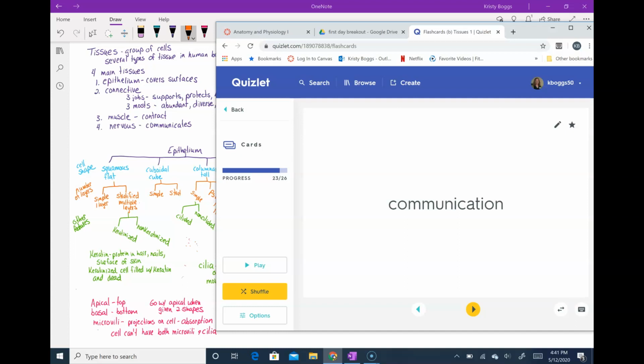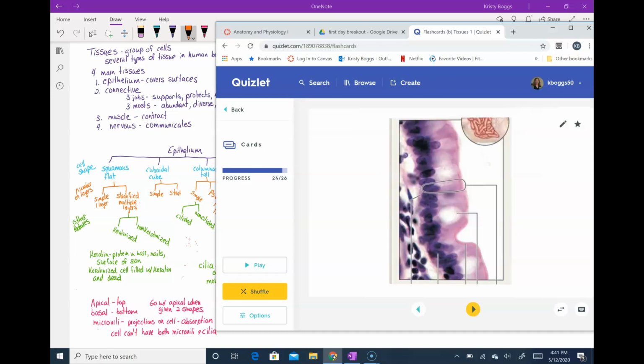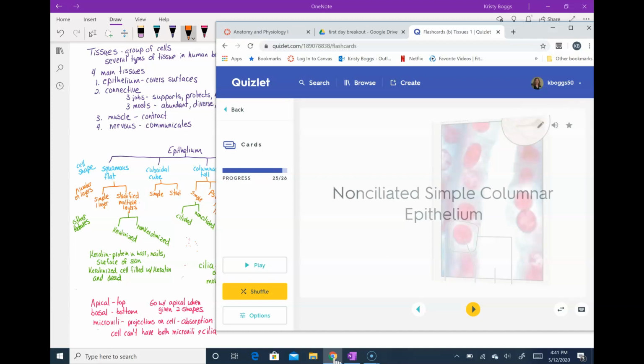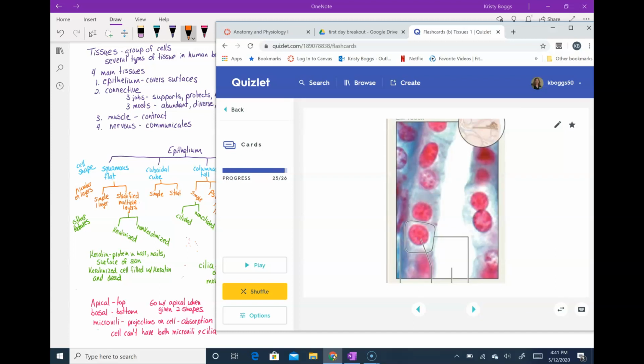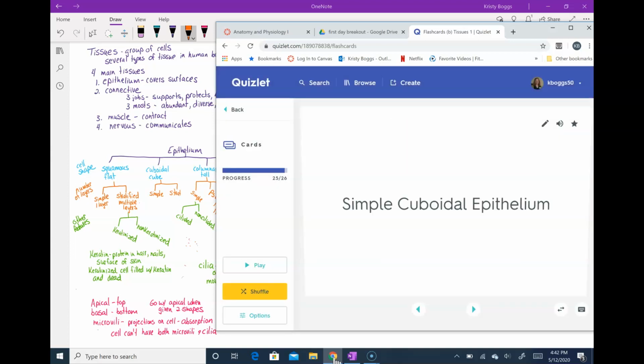Communication, that's nervous. Okay, here's a columnar cell. Here are our nuclei in a nice neat row. This is a different tissue here, so we're only paying attention to this. So we have a single layer of columns, and I don't see any cilia here. Okay. Here's a cube, and this one is a single row of cubes, so this one is simple.